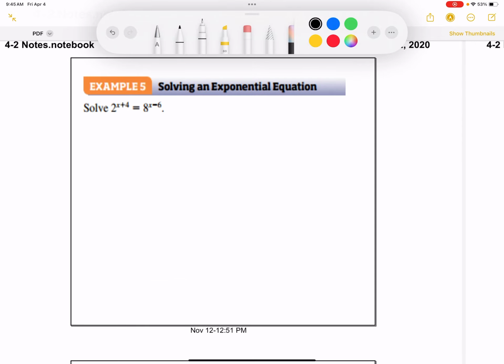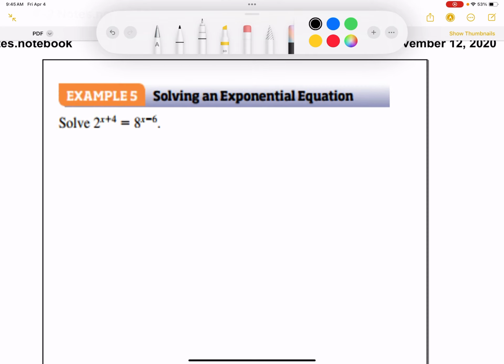Here, solving an equation, right? So notice the problems are getting increasing in difficulty. But if you keep what I'm trying to tell you in your mind, then the problems don't become that much more difficult. I'll show you what I'm talking about.